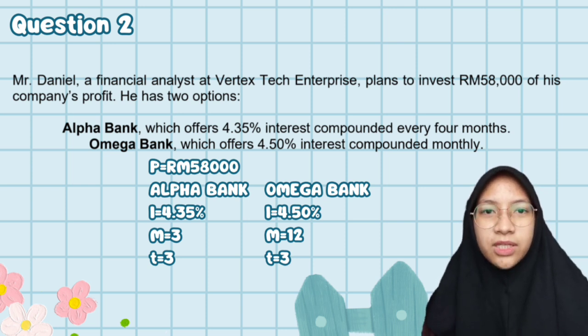From the given information, the principal P is 58,000 ringgit. For Alpha Bank, the interest rate is 4.35%. The compounding frequency M is 3, since interest is compounded every 4 months. And the time period T is 3 years. While for Omega Bank, the interest rate is 4.5%. The compounding frequency M is 12, and the time period T is also 3 years.